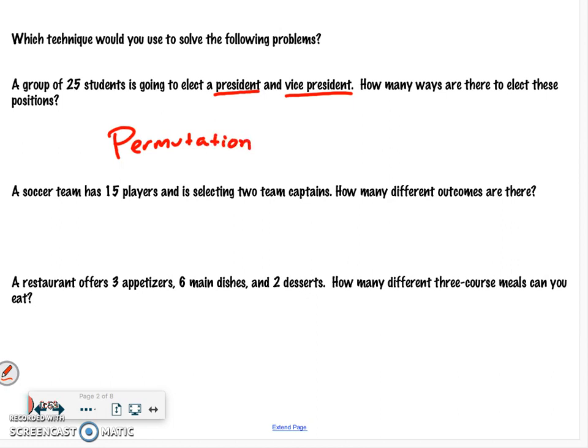Next one. A soccer team has 15 players and is selecting 2 team captains. How many different outcomes are there? So you notice in this one, we have 2 team captains that are being picked, kind of like we had president and vice president. However, these 2 team captains have the same job. Their job is not different, meaning the order doesn't matter in how we pick them. So if the order doesn't matter, and we're only picking 2 out of 15, you should be thinking combination.